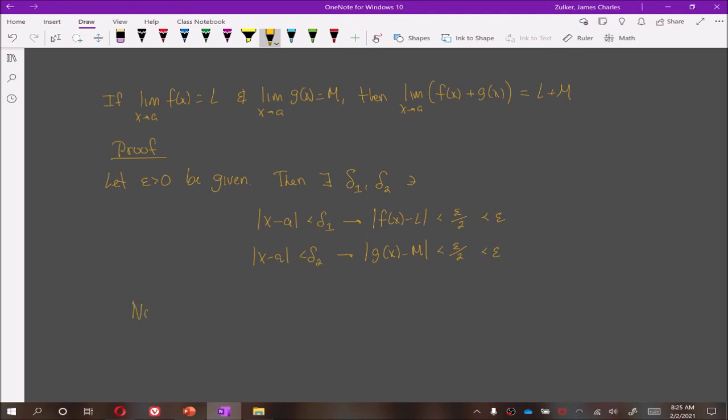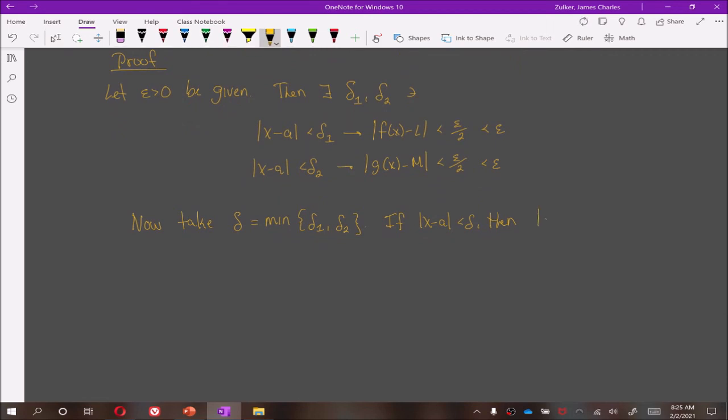Now, take delta to be the minimum of delta 1 and delta 2. All right, so we're going to choose delta to be the smaller of delta 1 and delta 2. Notice this means that if the absolute value of x minus a is less than delta, then the absolute value of x minus a is less than delta 1 and less than delta 2.